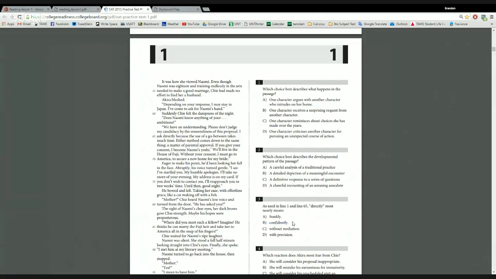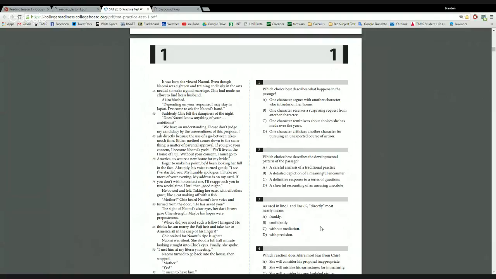Confidently, you cannot judge his emotions because it's not described here. D, without mediation, is exactly what a go-between seems to mean here, skipping a step. That's what he does here. Without precision, that's not the case here either. So the answer is C.